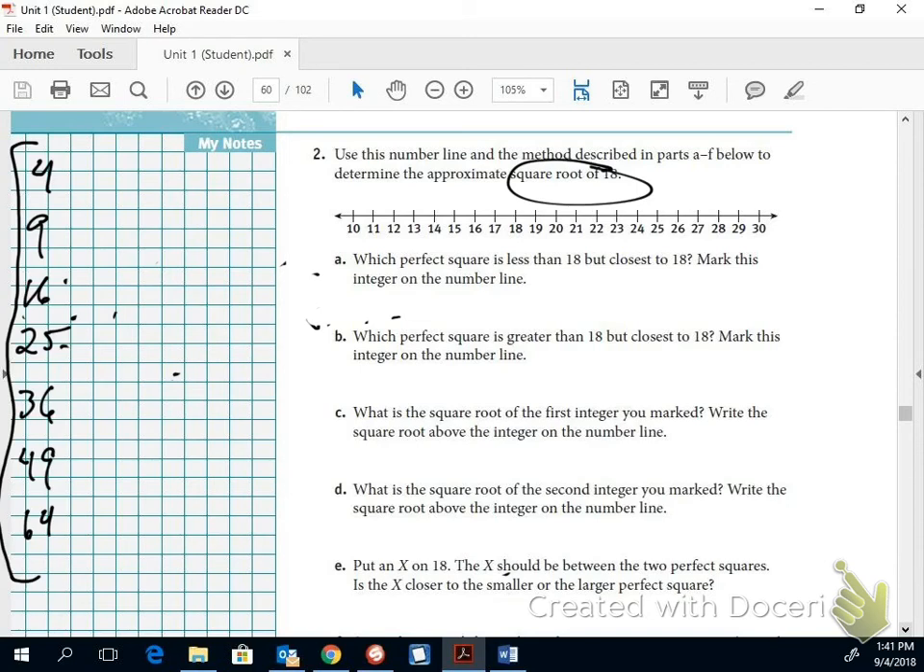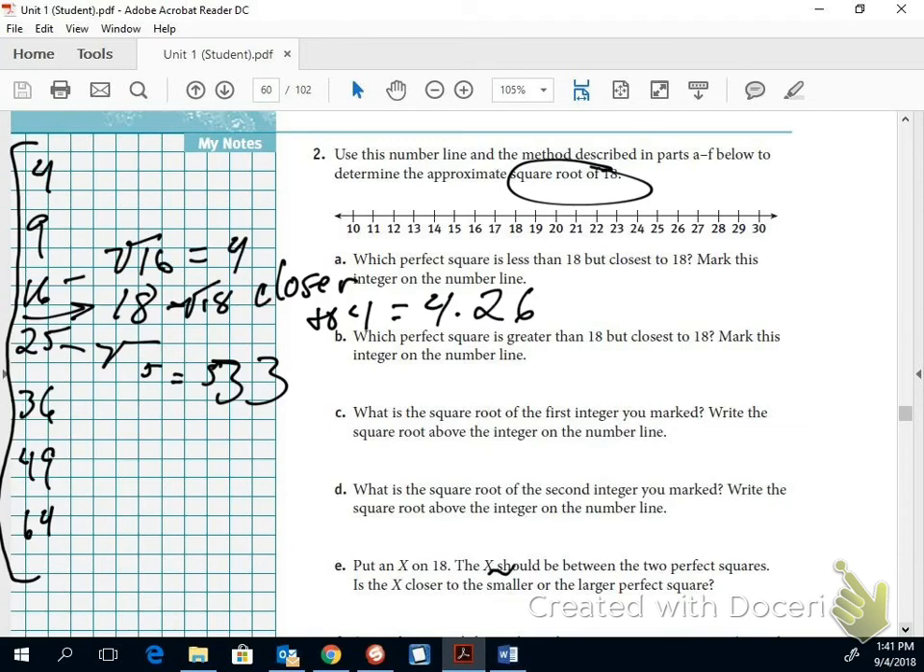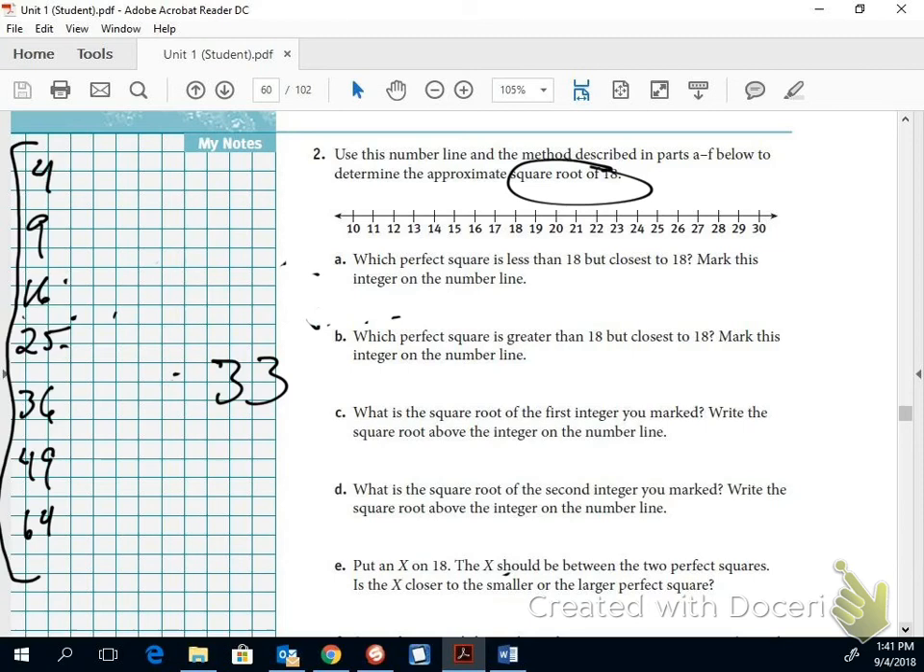So, let me choose another one. How about, let's see, 33. Where does 33 fall? Between 25 and 36. Between 5 and 6, somewhere right there. So which is it closest to? 6. Why? Without the calculator. Why is it closer to 6? Because 33 is a whole lot closer to 36 than it is to 25. From 25, it's 8. From 36, it's 3. So it's closer to 36.